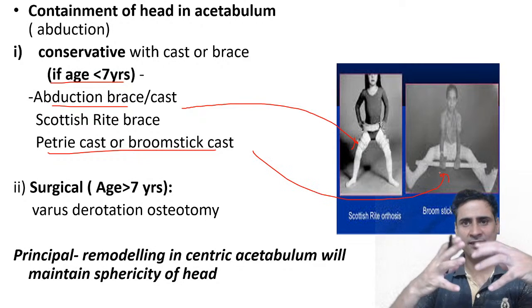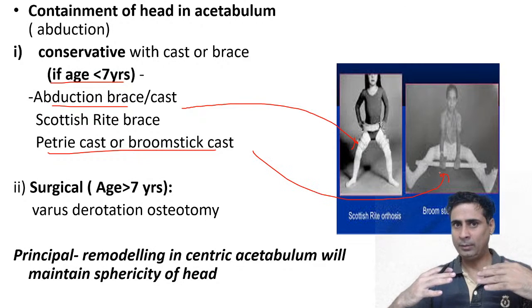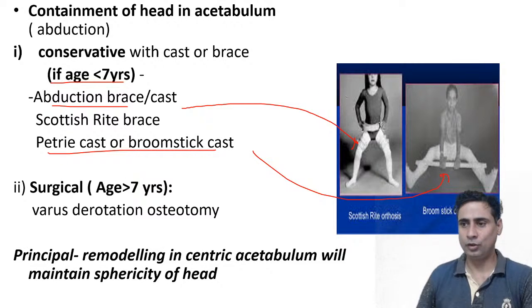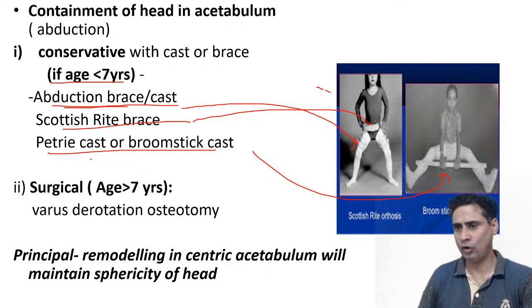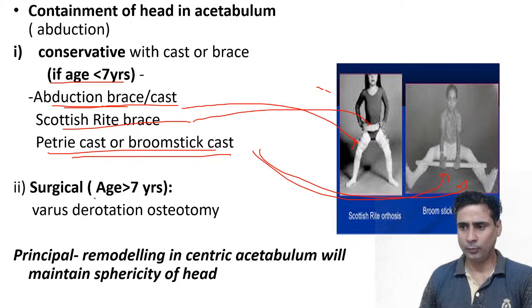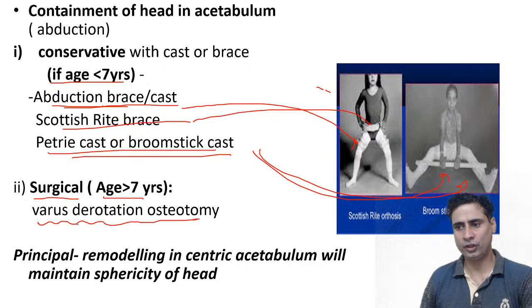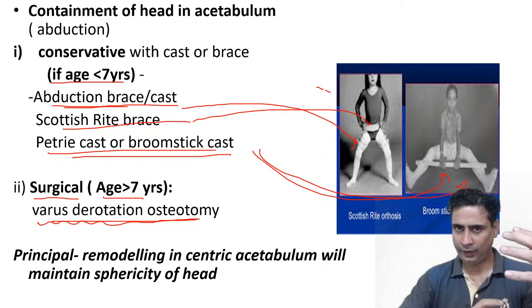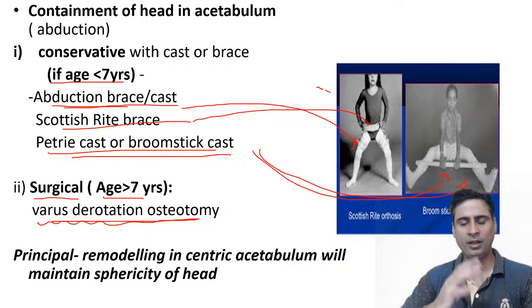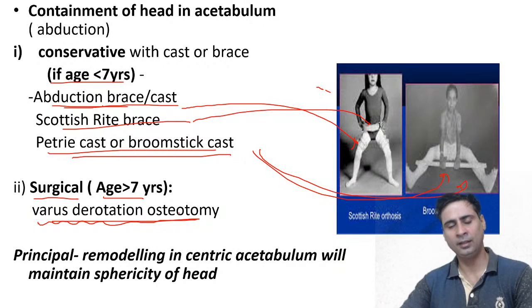In both you can see there is abduction. So the position of containment where you put the head concentrically in the acetabulum is abduction. So you are giving an abduction brace or cast, Scottish Rite brace or broomstick cast or Petrie cast. If more than 7 years, surgical containment, varus derotation osteotomy is done. So the basic idea is containment of the head concentrically in the acetabulum. If less than 7 years, conservatively by abduction cast or brace. If more than 7 years, surgically.